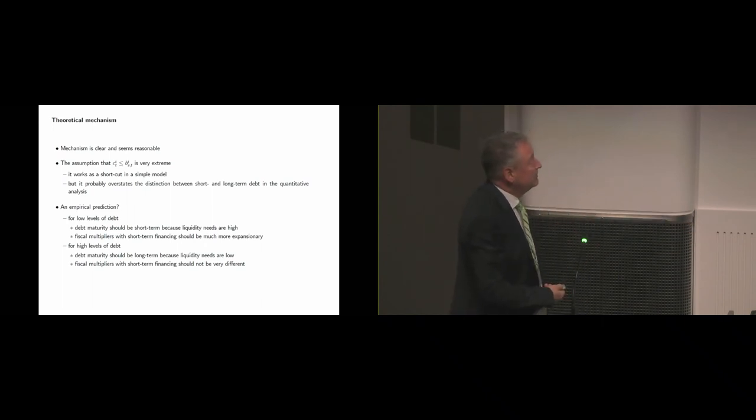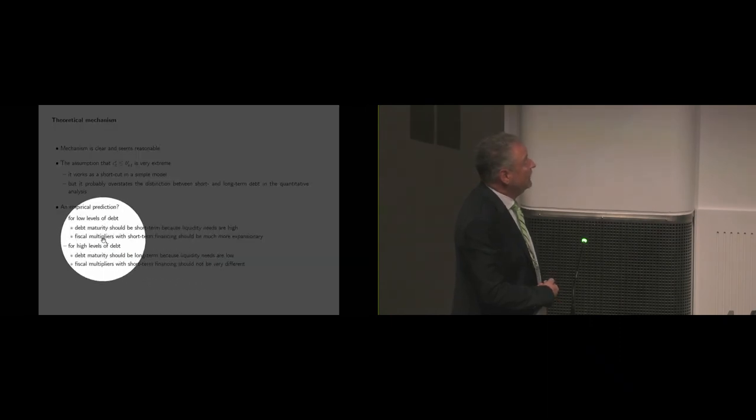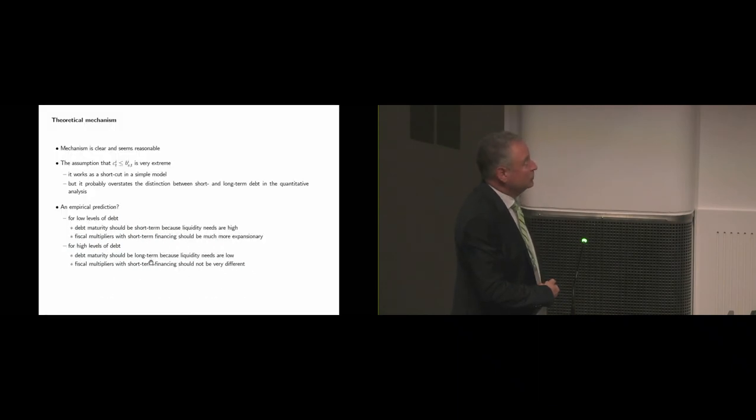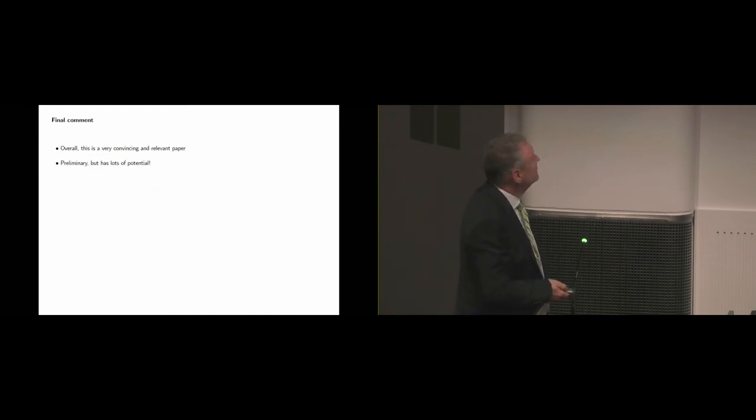So basically what this suggests is that when the levels of debt are low, then the optimal debt maturity should tend to be more short-term, because whatever debt you have, you want it to be short-term to provide these liquidity services. And in addition, the multiplier should be higher when it's financed with short-term debt. But for high levels of debt, this should be different. This difference should not be that relevant. So debt maturity should be more long-term because there are the usual hedging benefits. And in addition, the fiscal multiplier should not depend on whether the spending is financed by short or long-term debt.